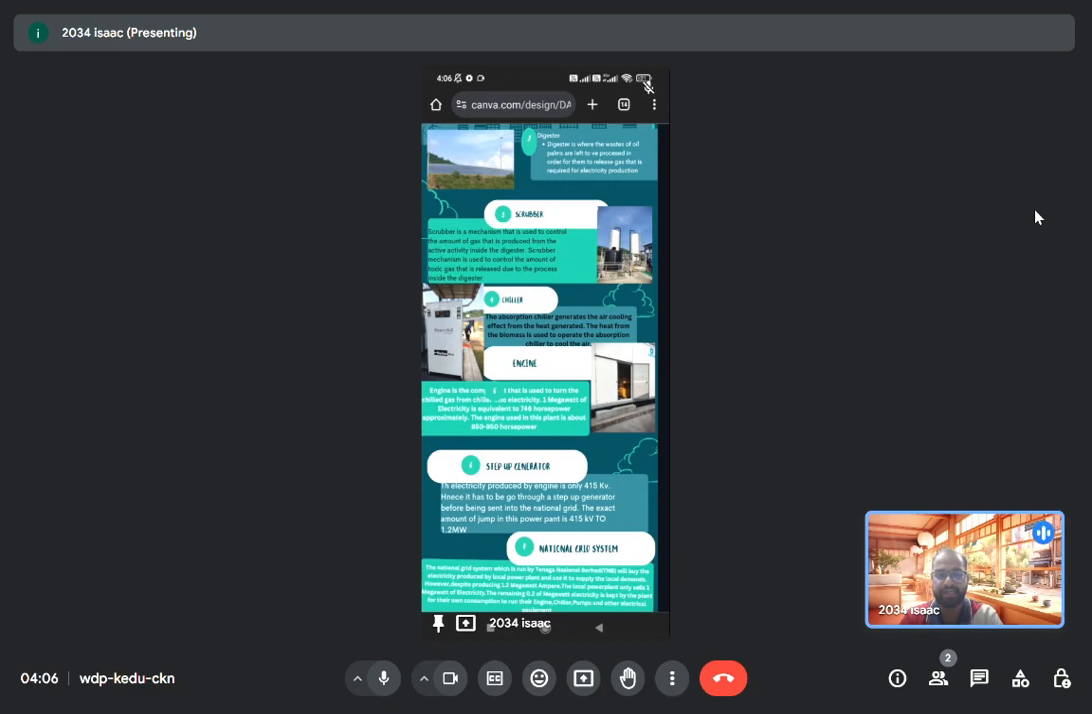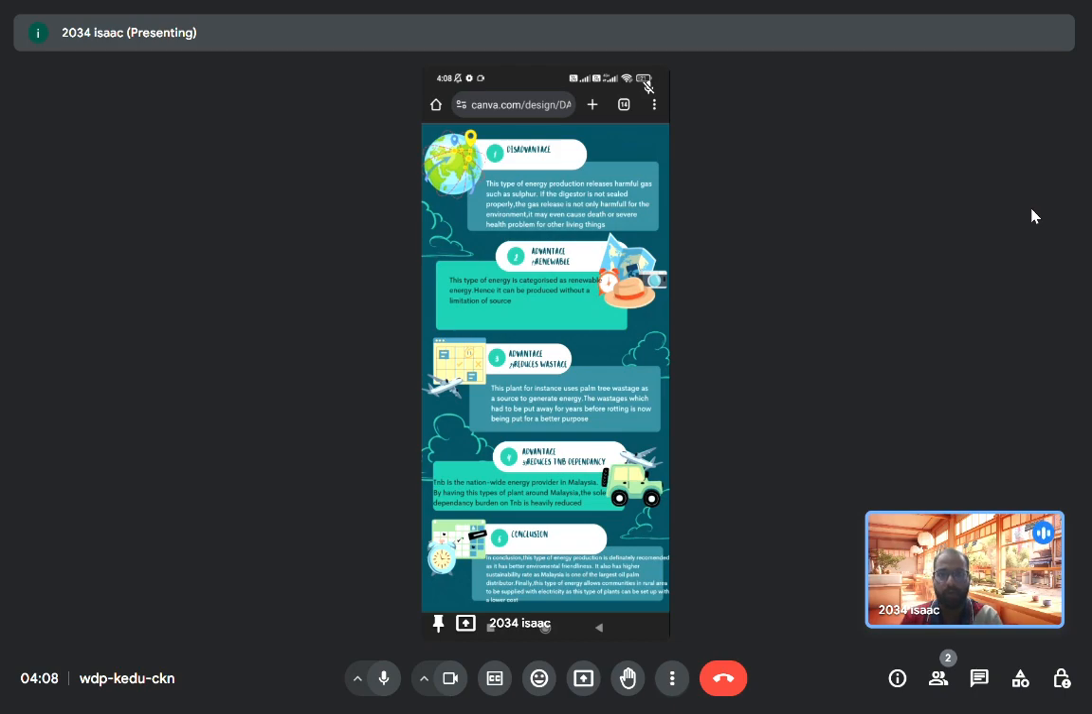Seventh is the national grid system. The national grid system, which is run by Tenaga Nasional Berhad, also known as TNB, will buy the electricity produced by the local power plant and use it to supply the local demands. However, despite producing 1.2 megawatt of energy, the local power plant only sells 1 megawatt of electricity. The remaining 0.2 megawatt of electricity is kept by the plant for their own consumption to run their engine, chiller, pumps, and other electrical equipment.